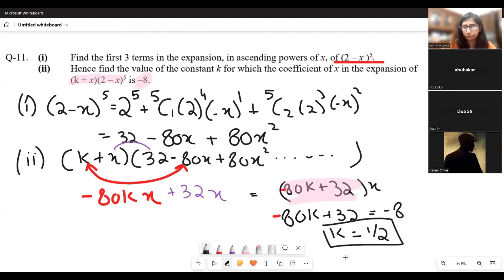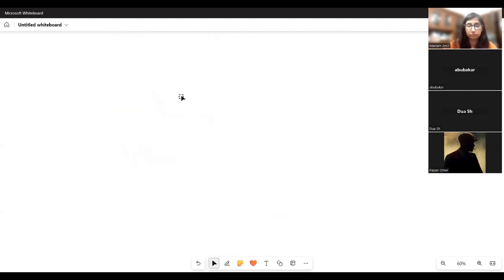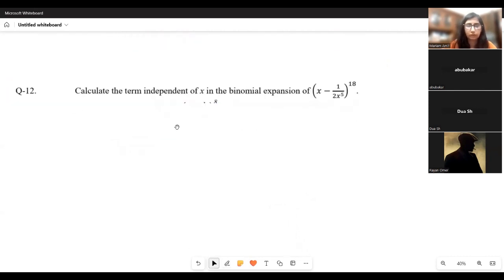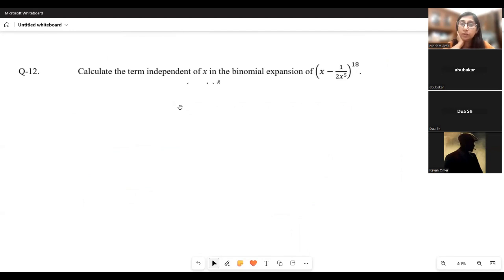Question 12. Calculate the term independent of x in the binomial expansion of this. Independent of x कौन सी term होती है? Calculate the term independent of x. Constant term? Yes, the one that does not have x with it. So let's start expanding this.